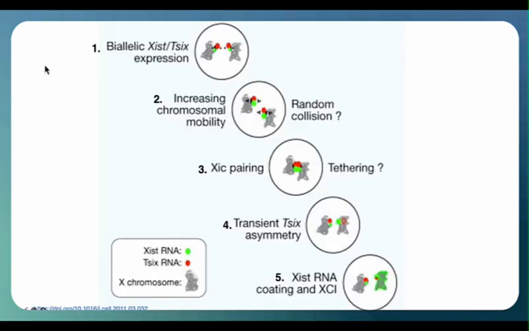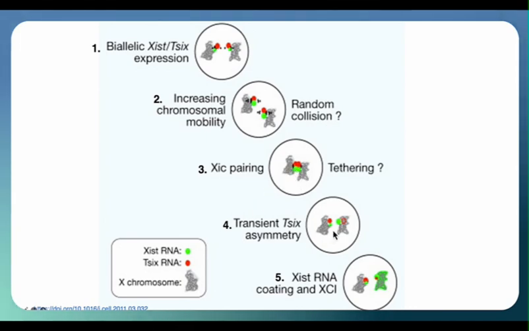Process of how the inactive X chromosome is determined. First, in undifferentiated cells, both X chromosomes have low-level expression of XIST and TSIX genes. Both X chromosomes are not condensed at this stage. Second, the mobility of X chromosomes within the cell becomes more active, promoting collisions between the X chromosomes. Third, a brief pairing occurs between the XIC regions of the two X chromosomes.